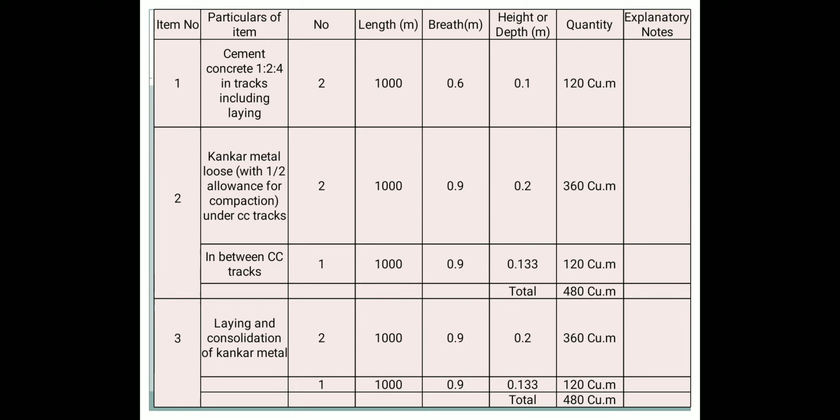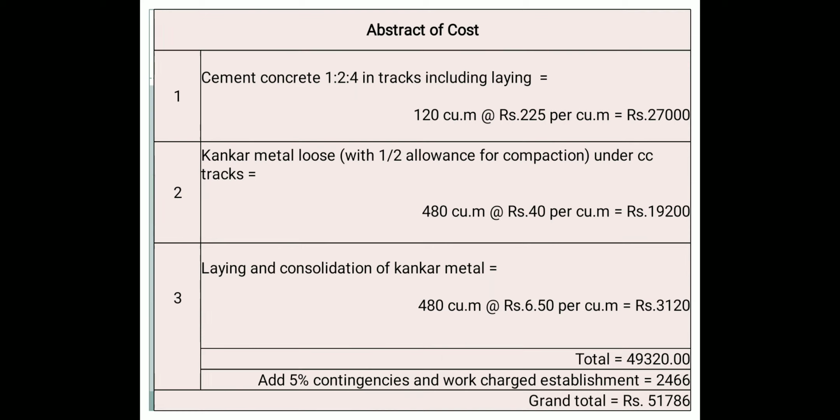Moving on to the abstract estimate of that. Cement concrete 1:2:4 in tracks including laying is 120 cubic meter at rupees 225 per cubic meter is 27,000. Concrete metal loose with half allowance of compaction under cement concrete tracks is 480 cubic meter at rupees 40 per cubic meter is 19,200. Laying and consolidation of concrete metal is 480 cubic meter at 6.50 rupees per cubic meter, that makes rupees 3,120. That makes a total of 49,320.